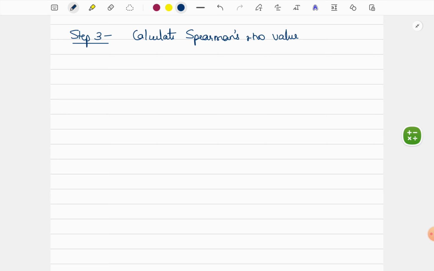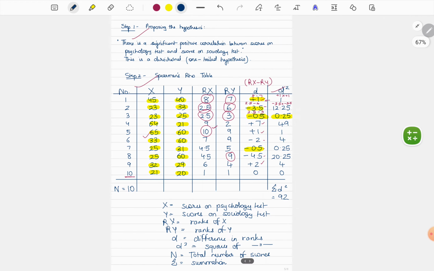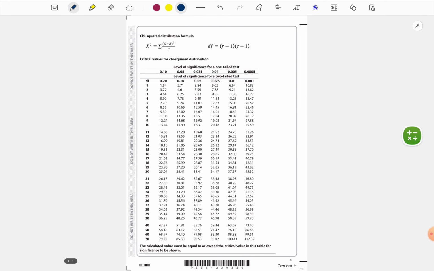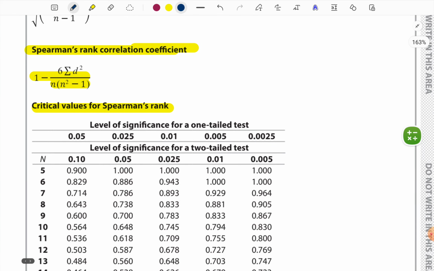So formula for Spearman's row is just 1 minus sum of d square divided by n into n square minus 1. I'm just highlighting the formula. This formula, like I said, you need not memorize as such. It is there at the beginning in your paper where I had pointed out here. You can see 1 minus 6 sum of d square upon n divided by n square minus 1.